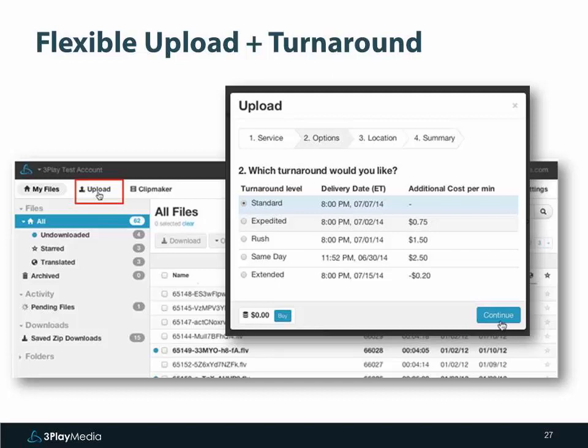In the account system, there are many different ways to upload your videos. You can upload videos from your computer. Or if your videos are on a public server somewhere, you can just provide those links and we'll ingest them. You can use FTP. You can upload them over the API. You can also link your 3Play Media account with a bunch of different video platforms and automate the upload process that way. You can also control the turnaround.